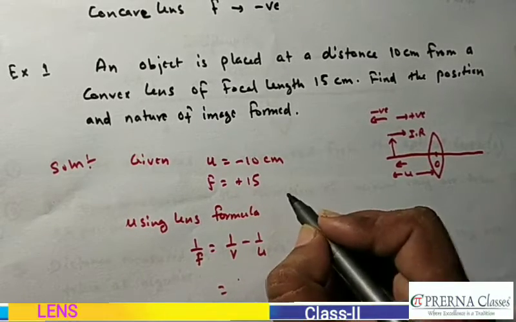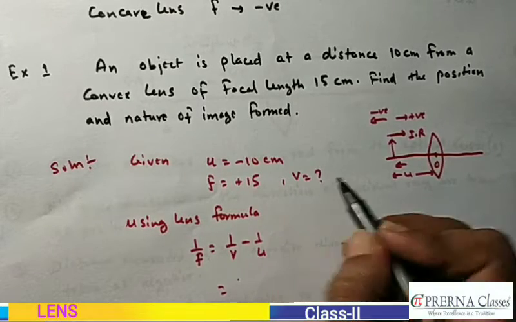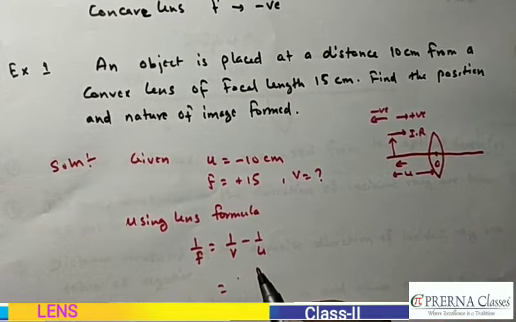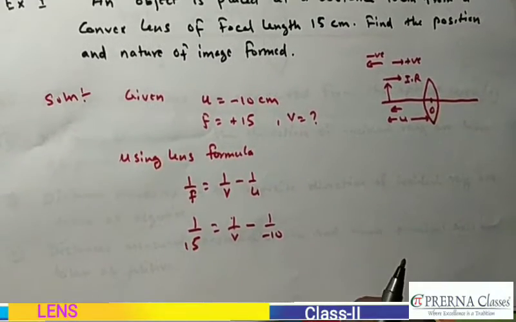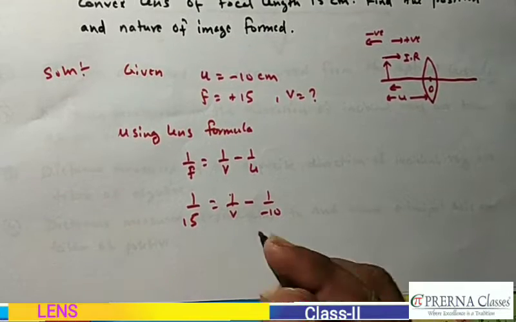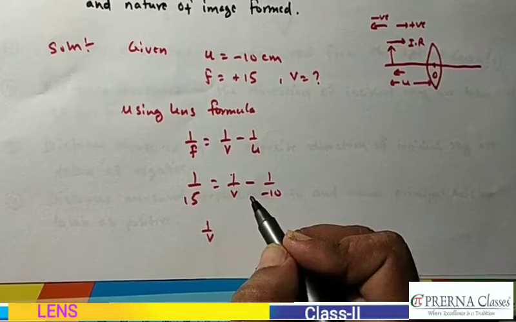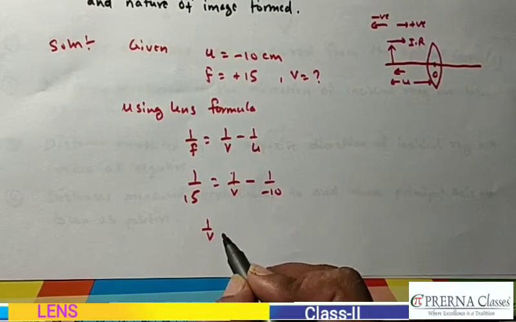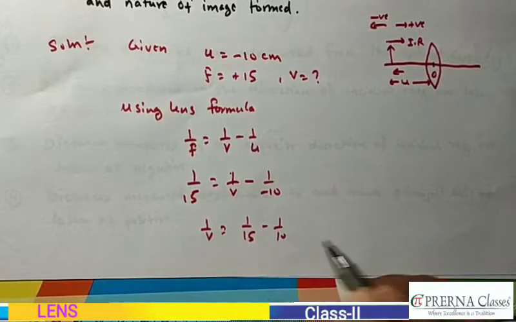We don't know v. We have to find v, right? Find the position and nature of the image. Here you have to find position also and nature also. Okay, v, 1 by v, don't know. u is minus 10. 1 by f means 1 by 15. Okay, so from here 1 by v will be how much? 1 by 15 minus 1 by 10.